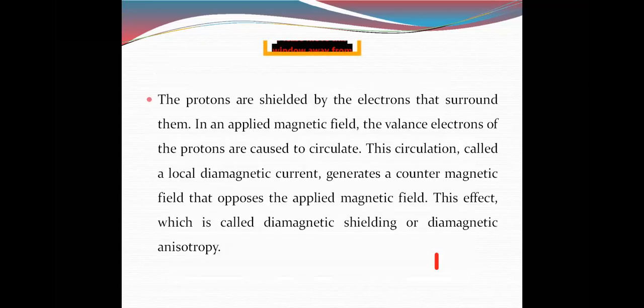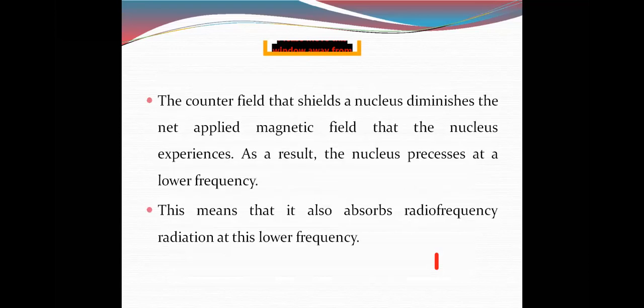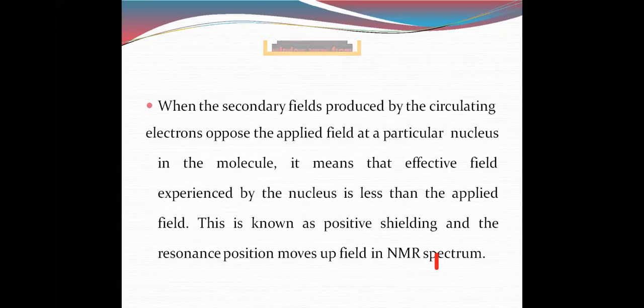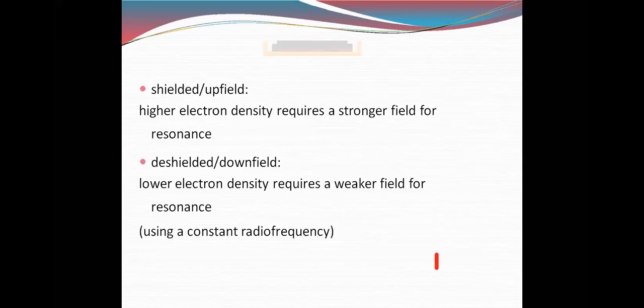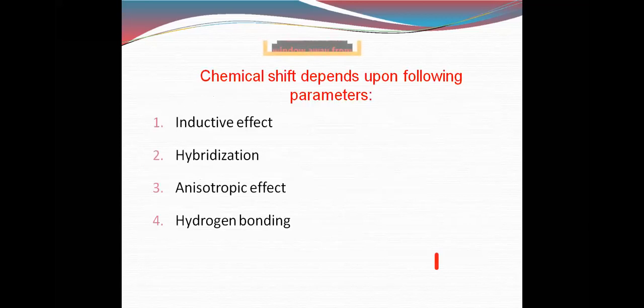Okay, we had discussed previously how electronegativity, anisotropies, or hydrogen bonding affect the chemical shift. The same thing applies here; I'm not discussing it again. So, shielding, I think you got the point. We also discussed the factors affecting chemical shift: inductive effect, hybridization, anisotropic effect, and hydrogen bonding. That I have told you.